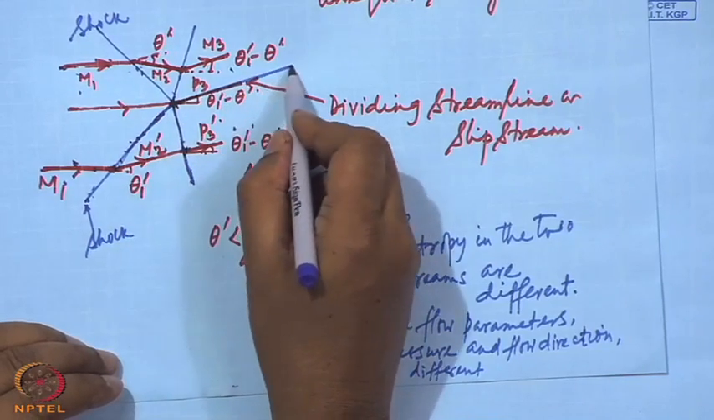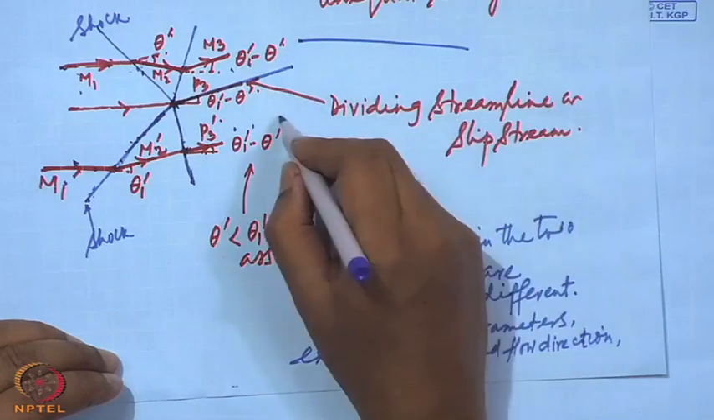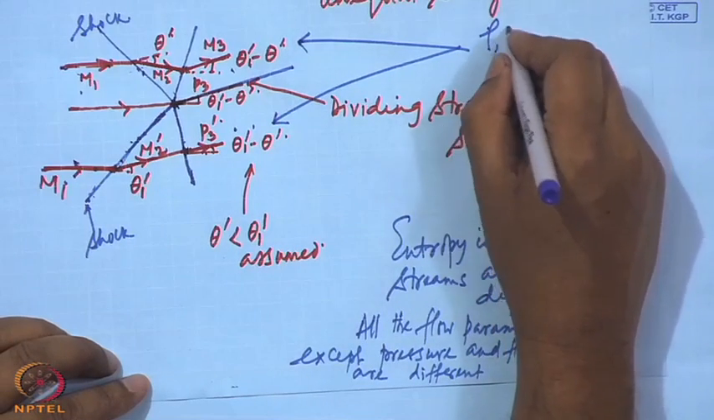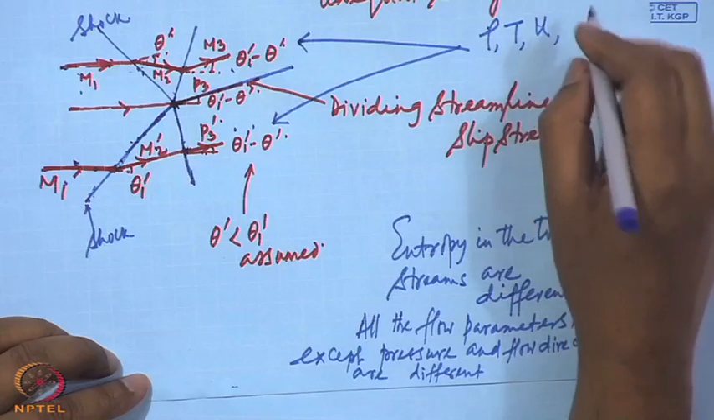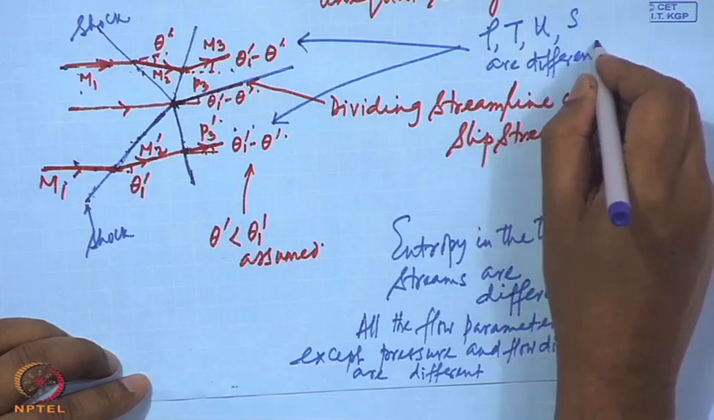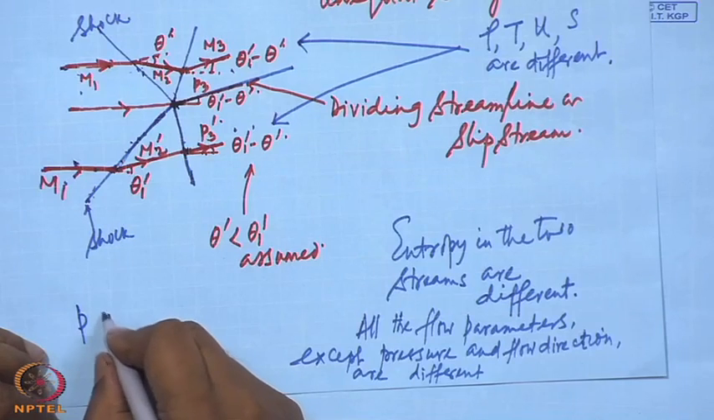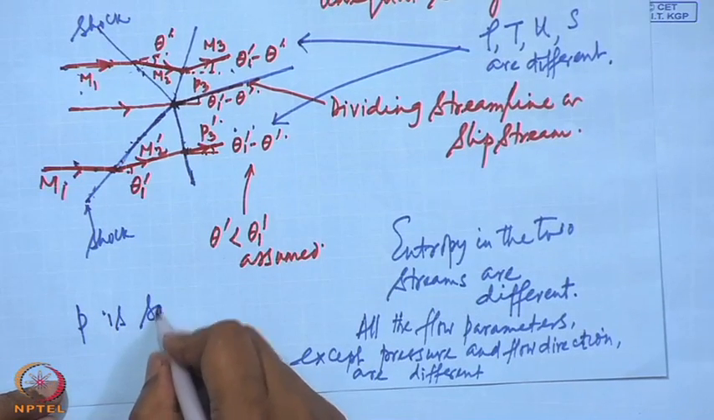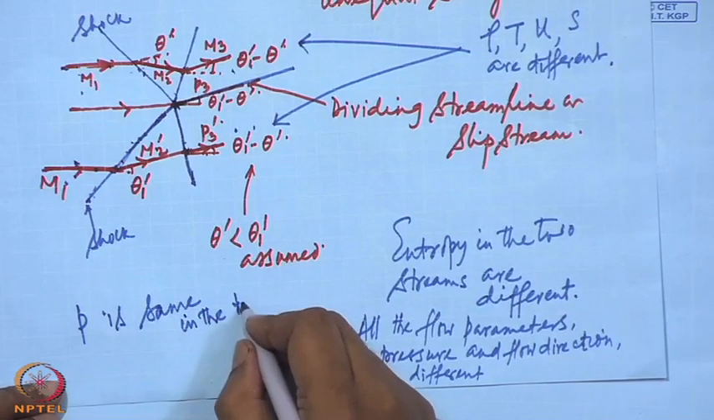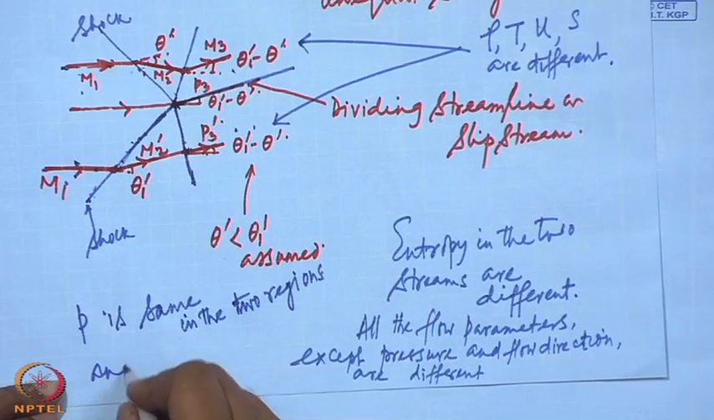That is, if we consider these, we have density, temperature, velocity, entropy different. However, pressure is the same in the two regions, and also the flow direction.